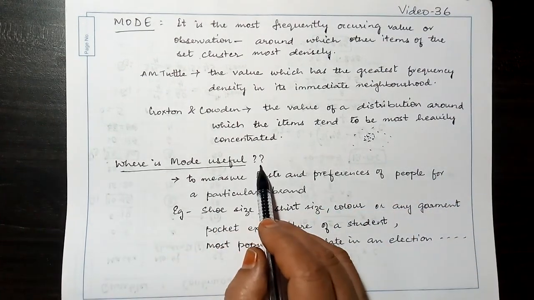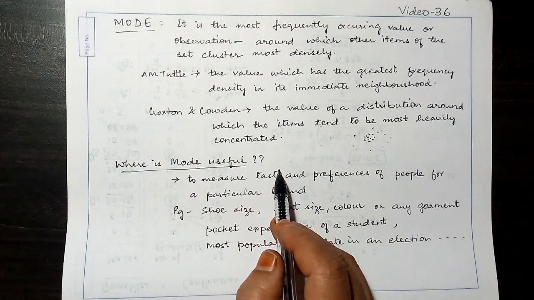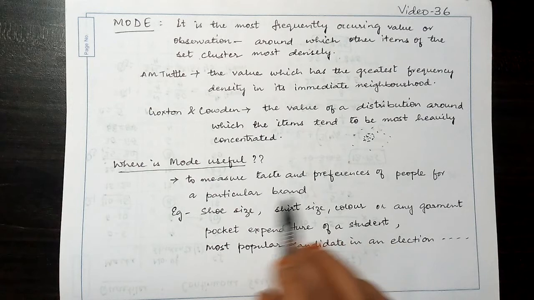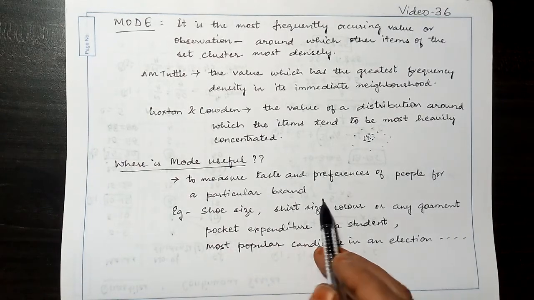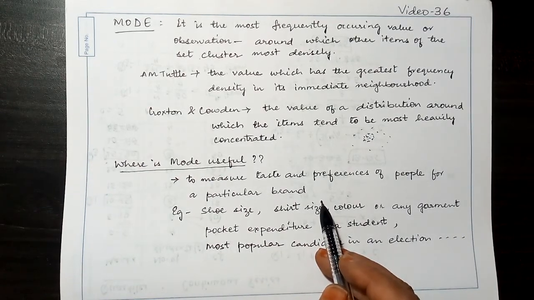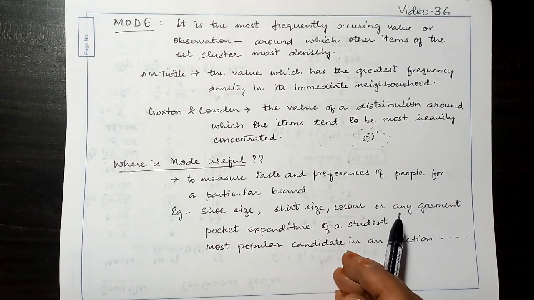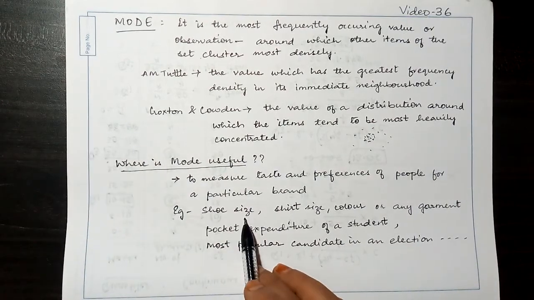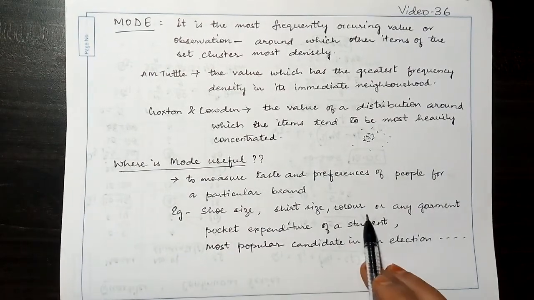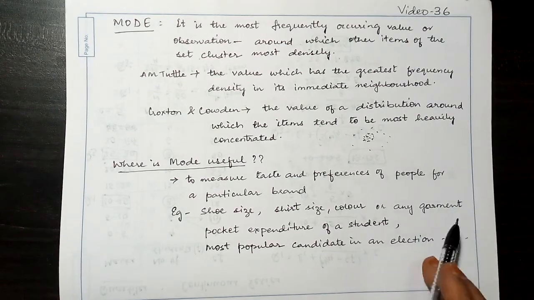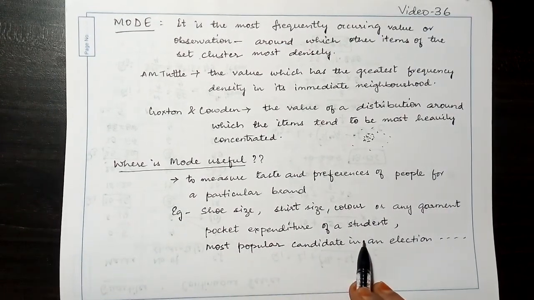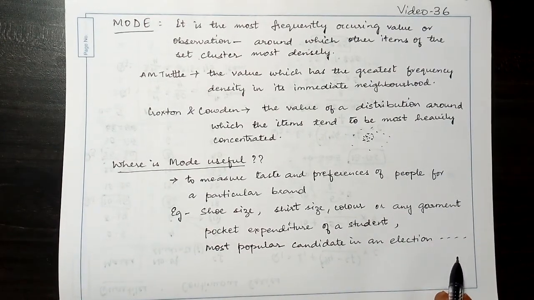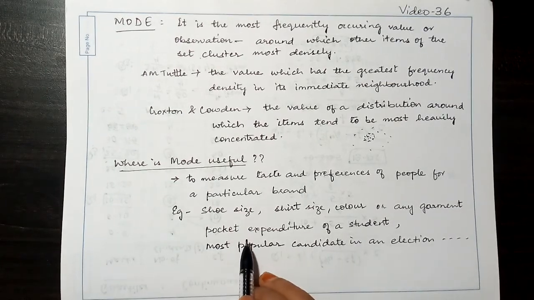Where is mode useful to us in our daily life? How is mode useful to us? It is used to measure tastes and preferences of people for a particular brand. How do we come to know that this brand is most popular? Because the most number of people go for it. So that is the mode. For example, the shoe size or the shirt size, the color of any garment, the pocket expenditure of a student, the most popular candidate in an election, and so on and so forth. So this gives us the modal value.